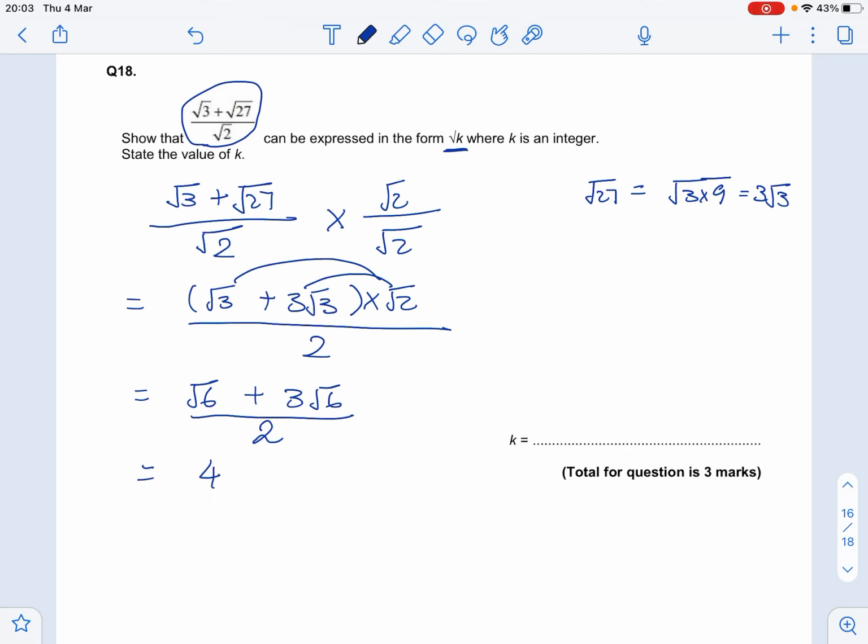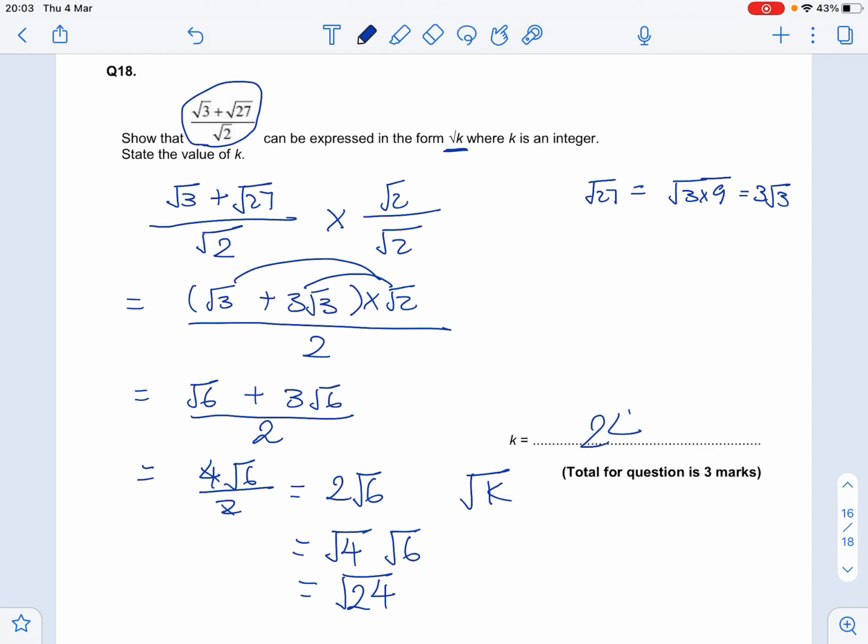Then adding them together, I have 4 root 6 over 2, which we simplify and cancel down, which is 2 root 6. But I want to write it in the format root k. So 2 is the same as root 4, isn't it? And root 4 times root 6 is root 24. So k is 24.